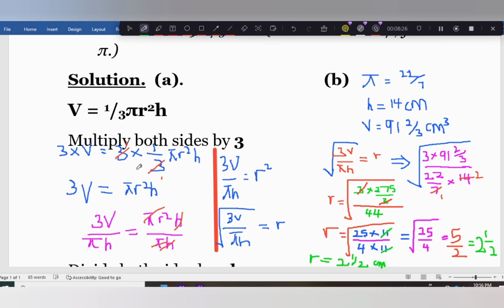So after changing the subject of the formula to r, which is the radius, we use the information provided: 22/7, which is pi, the height 14 centimeters, and the volume itself 91 2/3 cm cubed. We substitute these figures in the obtained formula, and so we have our final answer of 2 1/2 centimeters, and that is the base radius of the cone given in the question.